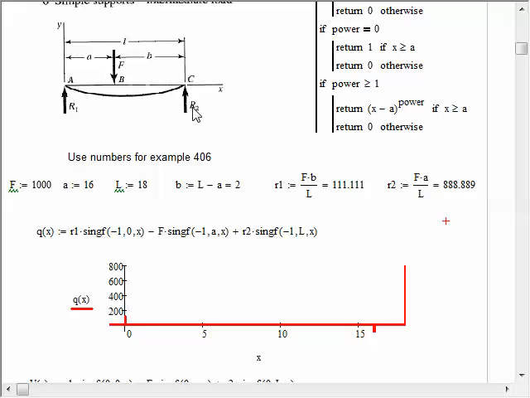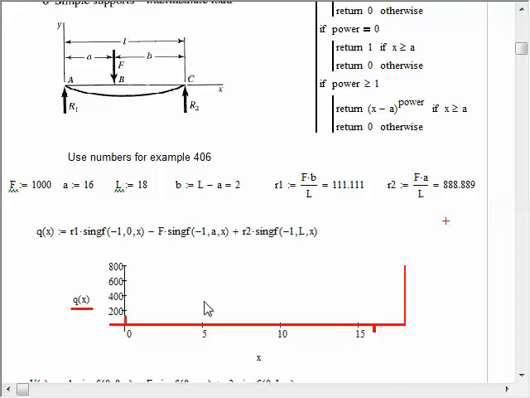And since they're all point loads, and the point loads use a -1 flavor of the singularity function, my Q of x is R1, the value of reaction 1, times singularity function of the -1 power, starting at x equals 0. Then F is a singularity function of the -1 power as well, but it's got a negative value because it's pointing down. And it starts at point A, not at x equals 0, it starts at x equals A. Then finally I have my right-hand reaction. It's also a singularity function of the -1 flavor, but it starts at x equals L, which is out at the end of the beam.